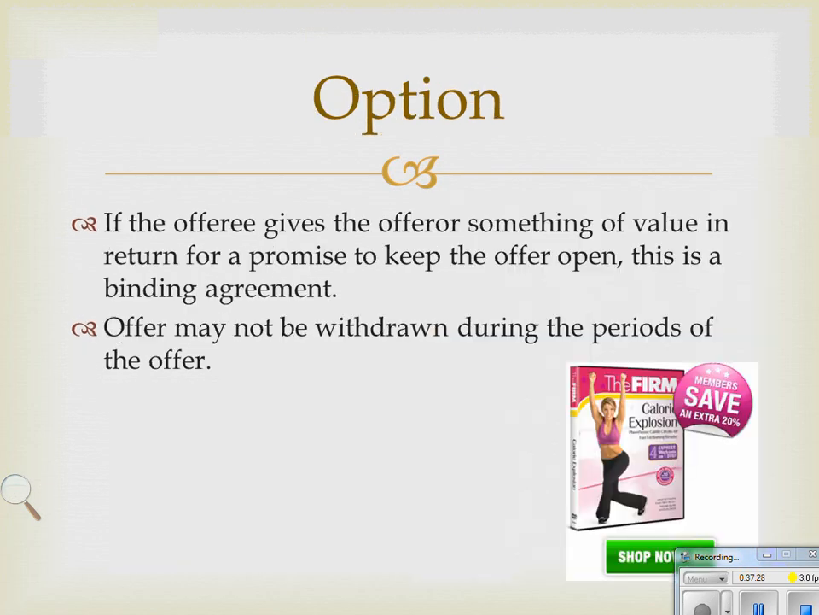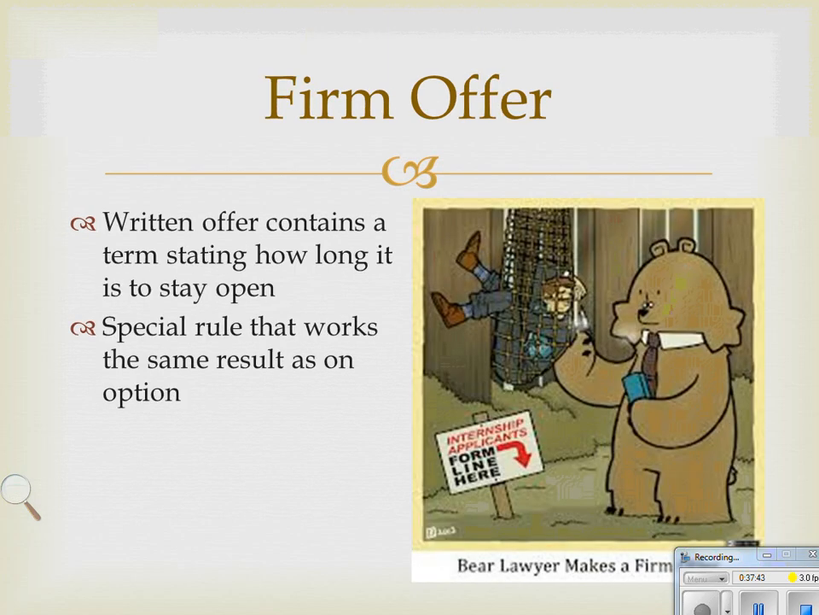And Matthew, that would be what you were saying about the extended, open end. If he had given her any kind of deposit to hold the offer, then Melissa would have been bound to that baseball card offer. So that's option. The second one is a firm offer. This is a written offer that has a term stating how long it is to stay open. In our example with the baseball card, it was not a written offer, it was an oral offer. It was orally stated that it would be open for a month. If we get it in writing, then we have a firm offer.